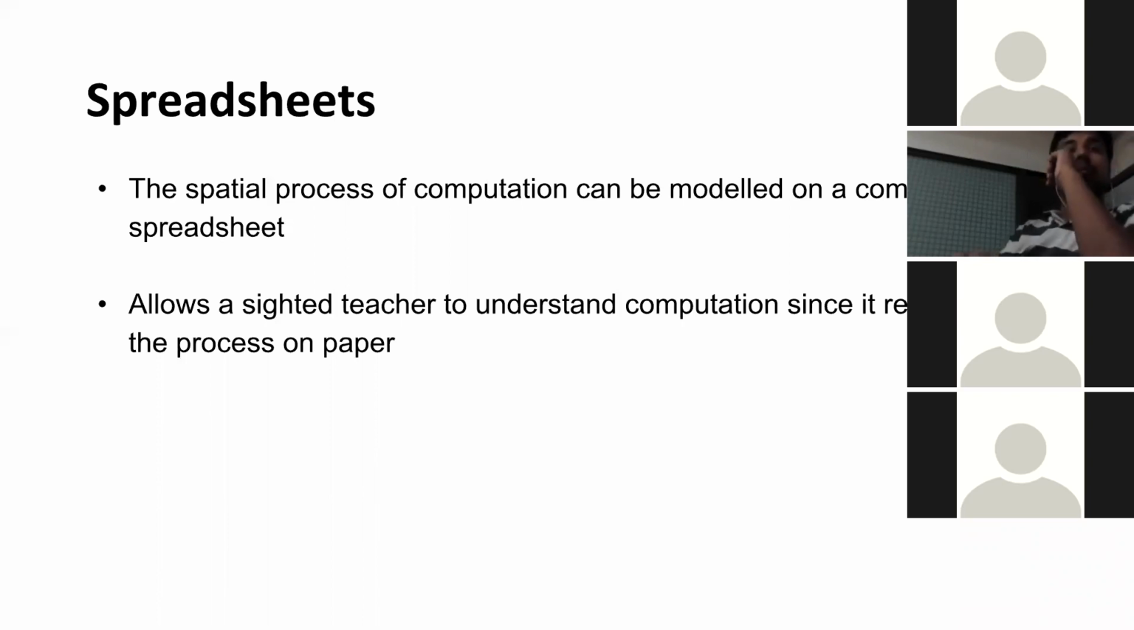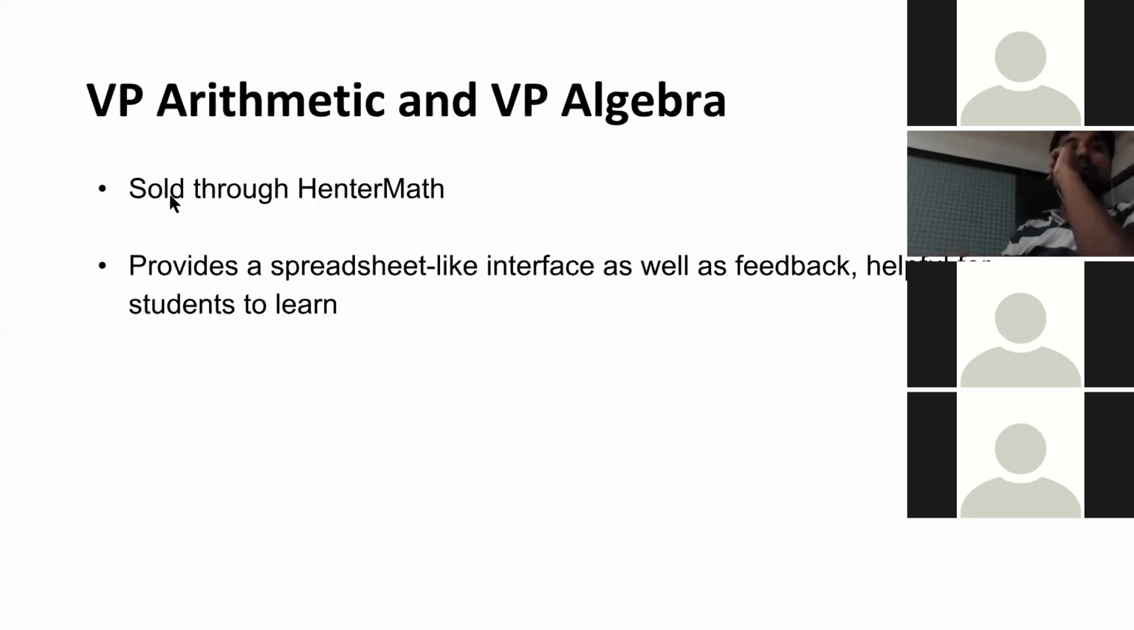Moving on to our next thing, we have the VP Arithmetic. This is a kind of software, similar to our spreadsheet. But the major advantage we have here is that it gives us feedback. Things like addition, subtraction, multiplication, division, and all of that can also be done here.